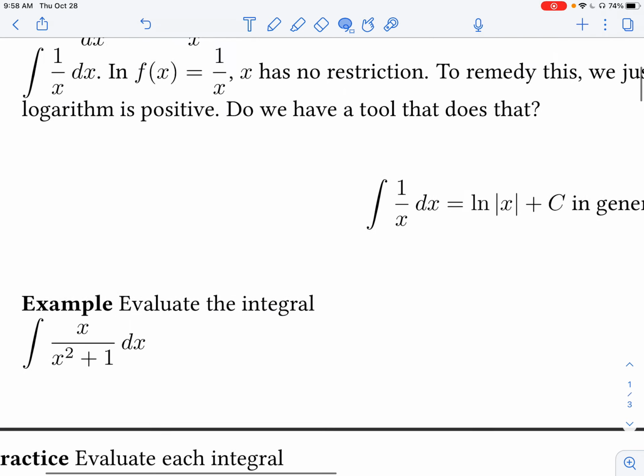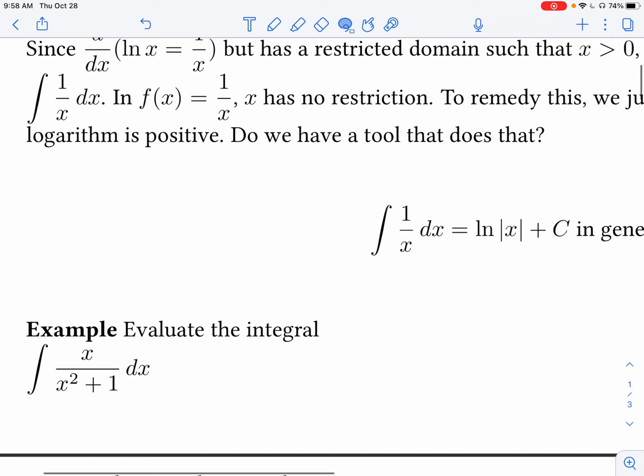Let's evaluate this integral here, and I'll do this work right below. Let's evaluate the integral of x over x squared plus 1. Now, it might be helpful to think of this integrand in terms of some function u. So I'm going to take my more complicated looking function, the denominator here, x squared plus 1. There's a lot more going on there.